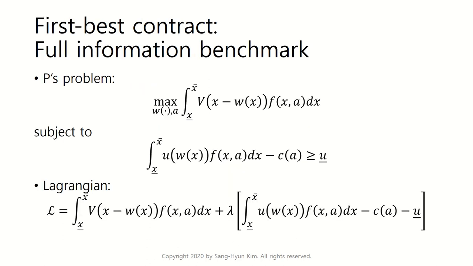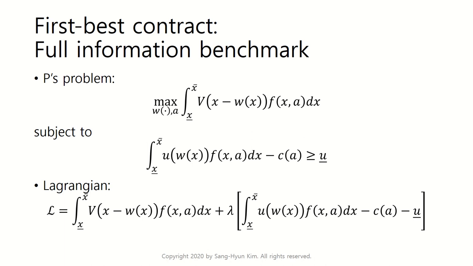Okay, so I said we'll focus on the risk sharing problem in this generalized model discussion. So let's think about this problem. This is the first best contract. In other words, it's the full information benchmark, which means we can think of a wage function which is a function of effort. Okay, so this is the principal's problem.